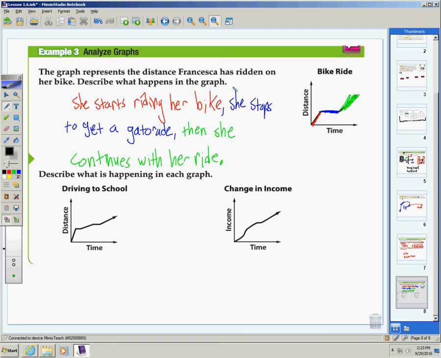Now, I'm not going to go over these second two. These are going to be team huddle questions, and you're going to work on them tomorrow in class. So these two are both team huddle questions. Be ready to do them in class. Don't do them now. Be ready to talk about them with your team.